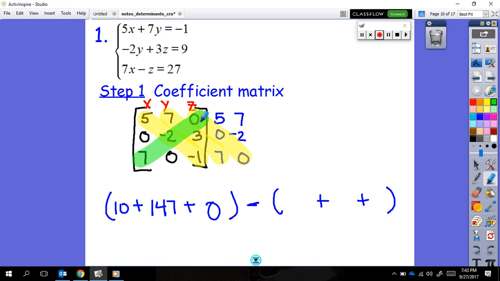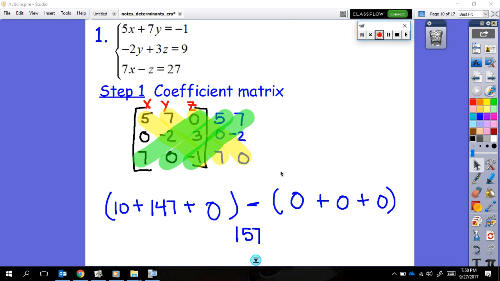7, negative 2, 0 is 0. Okay. 0, 3, 5, still 0. This is coming out nice. And negative 1, 0, 7, still 0. Alright, so it looks like my determinant is 157.